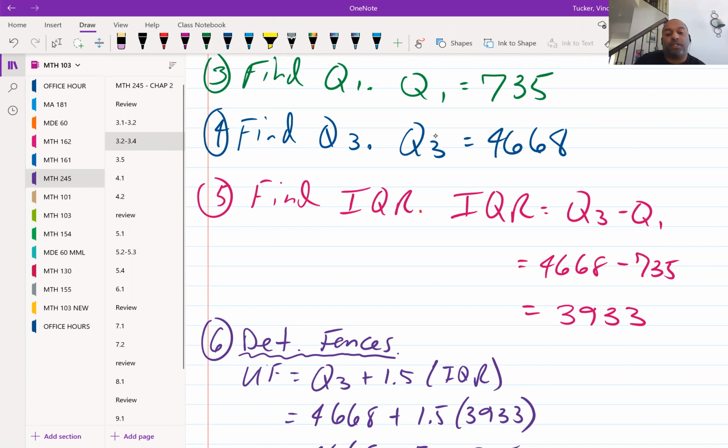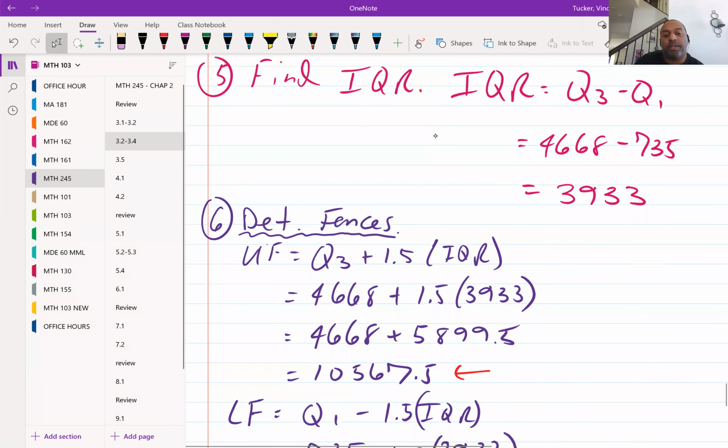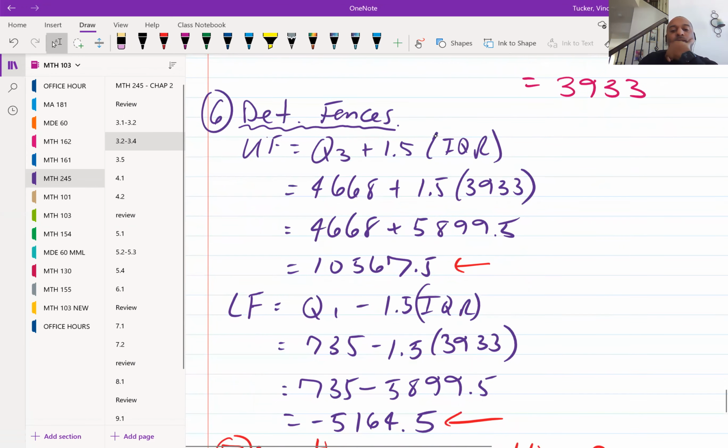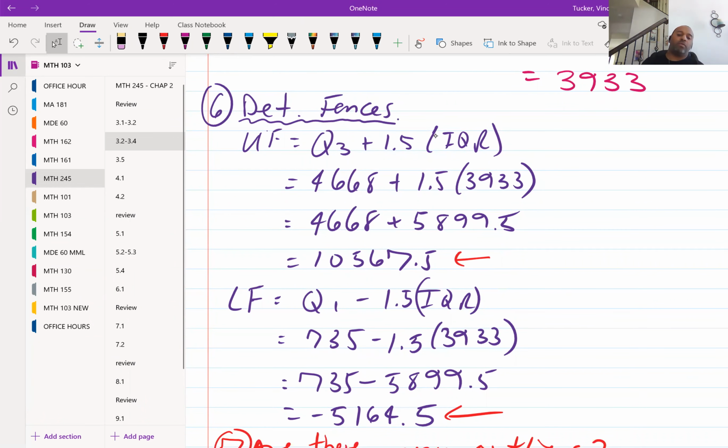So the formula for your upper fence is Q3 plus 1.5 times your IQR. And then the lower fence is Q1 minus 1.5 times your IQR. So the upper fence will be 4668 plus 1.5 times 3933, and that will ultimately give us 10,567.5. And then Q1 minus 1.5 times IQR will give us negative 5,164.5. So it's okay to be negative if that's what it ends up being.